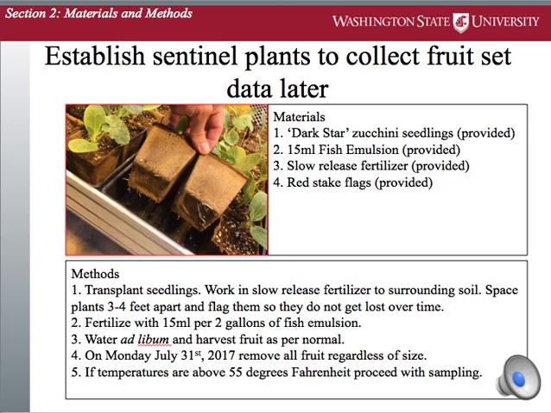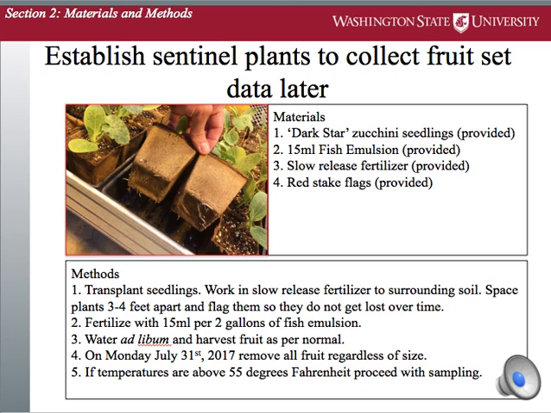After you've transplanted your seedlings, which are in peat pots, so you just transplant them straight into the ground, no need to remove the peat pot, you will fertilize with the 15 milliliters of fish emulsion. That's enough fish emulsion for 2 gallons, and it should be enough to water in these seedlings. After you've watered in your sentinel plants, go ahead and water and harvest your fruit ad libitum, so as per normal. And you can continue to do that until Monday, July 31st, 2017.